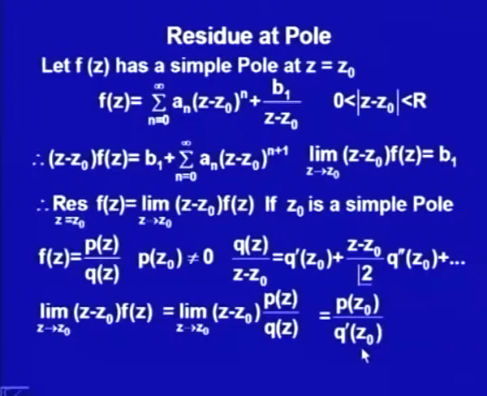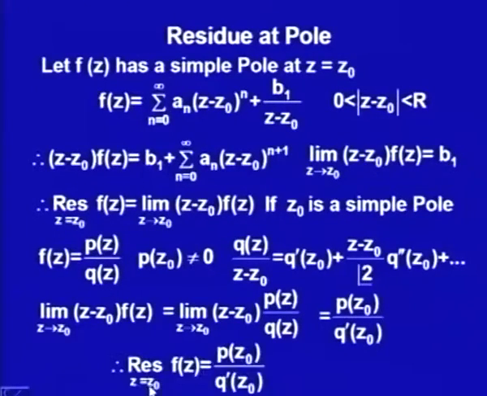This is a little simpler, as we do not have to really find the limit. If my function is of the form p z upon q z such that z naught is a 0 of q but not a 0 of p, that is, z naught is a simple pole of f, then the residue at z equal to z naught of f can be given as p z naught upon q dash z naught, that is, the derivative of q at z naught. These are the simple formulas. Let us use these simple formulas for the evaluation of our integrals.